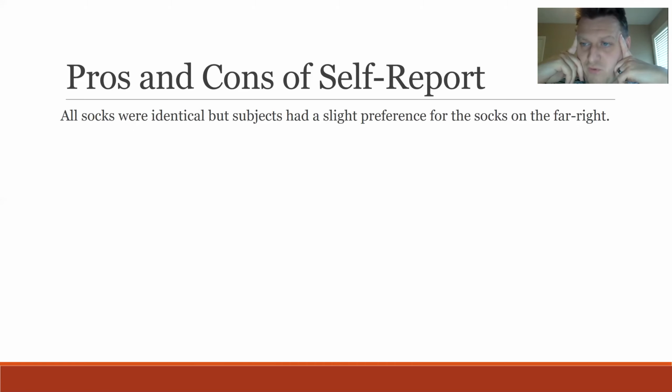Now, this could be for a variety of things. One, English speakers read from left to right. The thing on the farthest right is the one that you probably looked at the most recently. So there probably is a recency effect here. But that's not what we're interested in here.